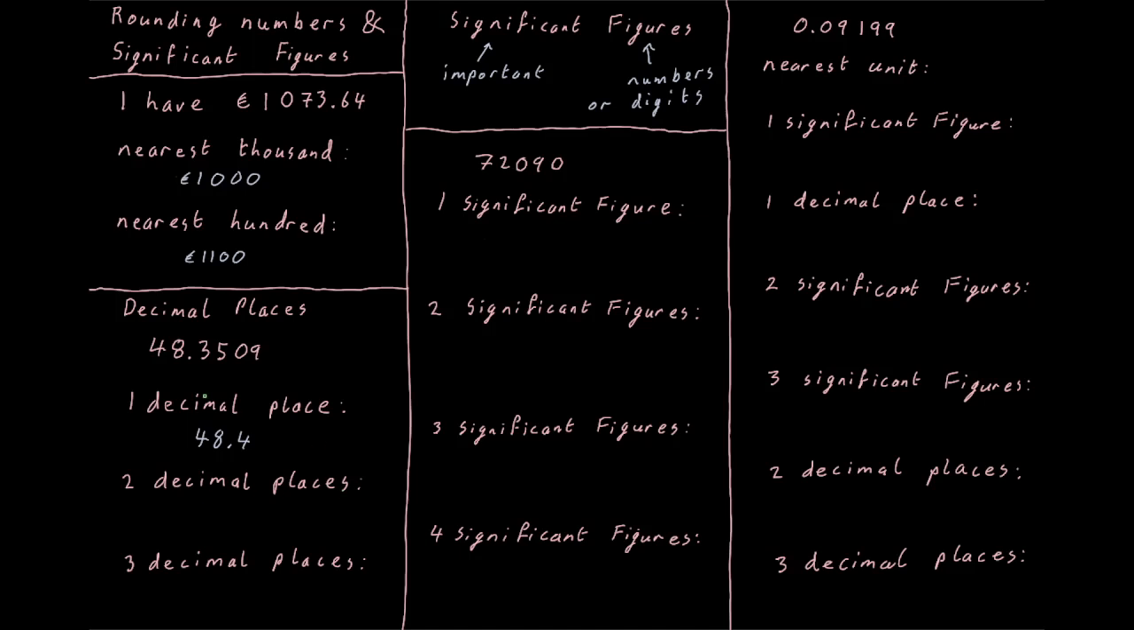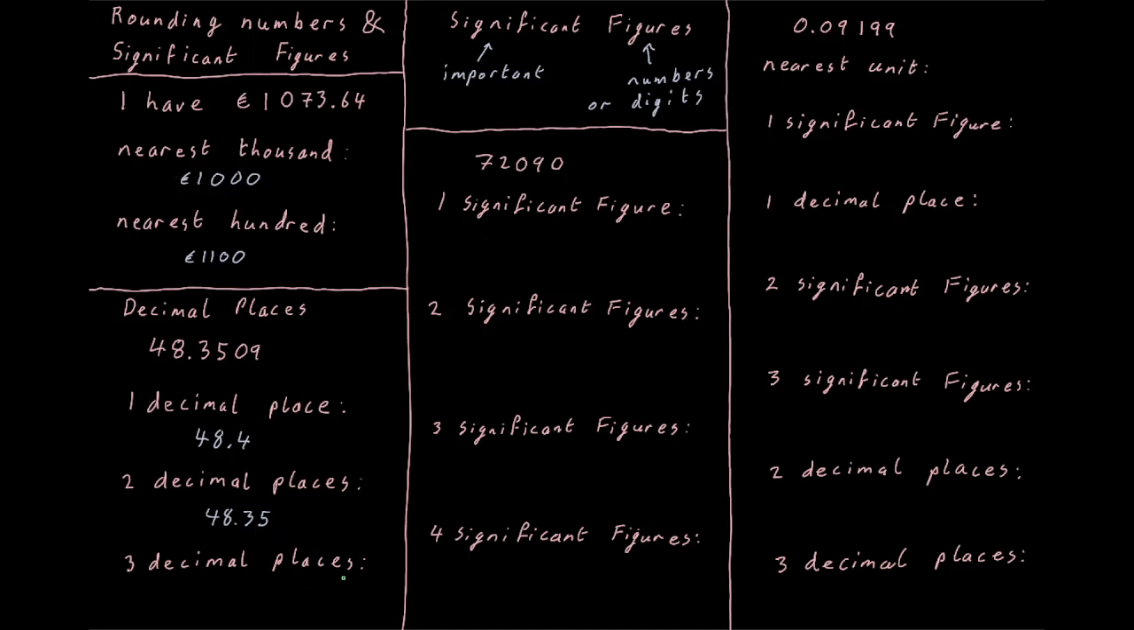To two decimal places, I'd say, well, I'm going to write down my 48 point, and then I'm only going to want to write two figures after that, so I'm going to have 48.35, and I don't need to round this number up because the next figure on is 0, so I don't need to round this up. It would be quite accurate to say that I had 48.35 for my number.